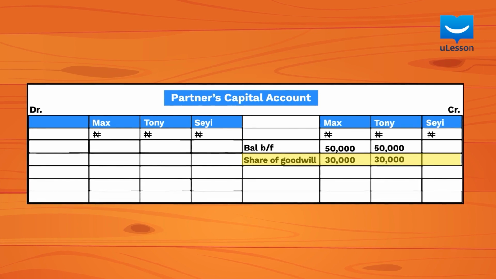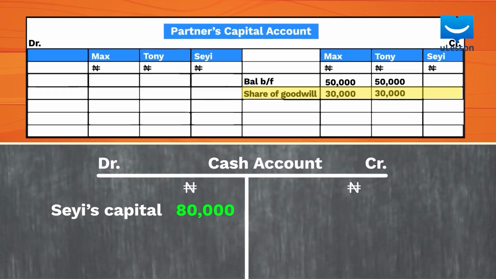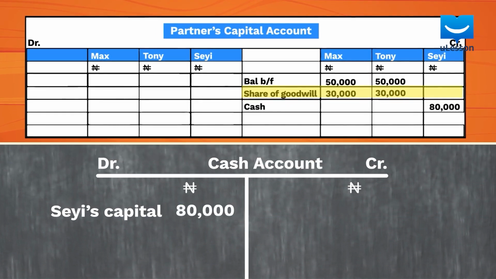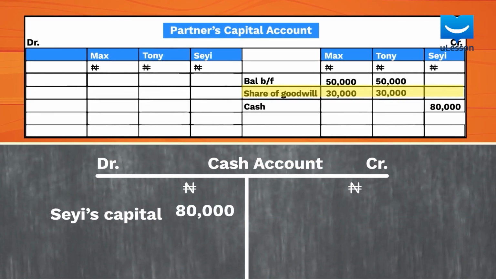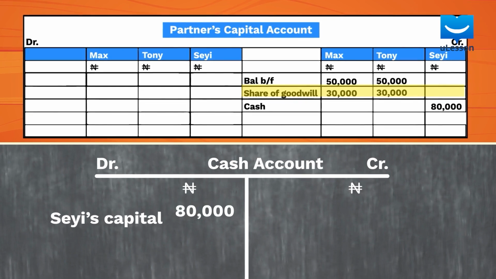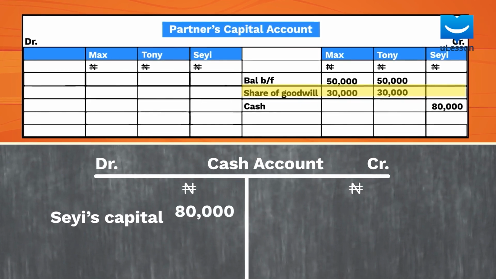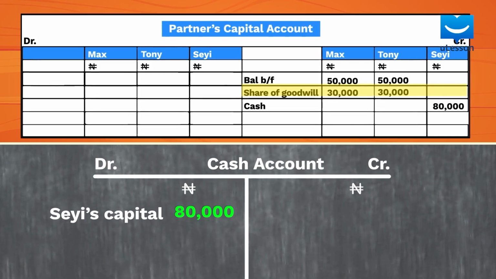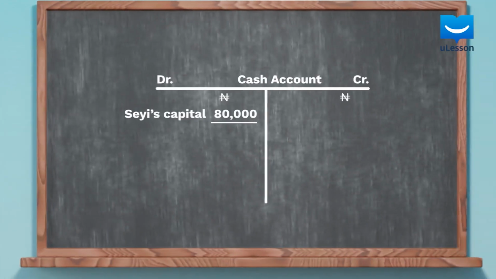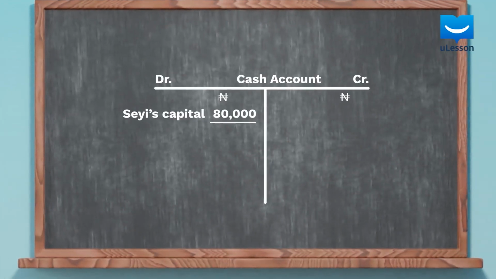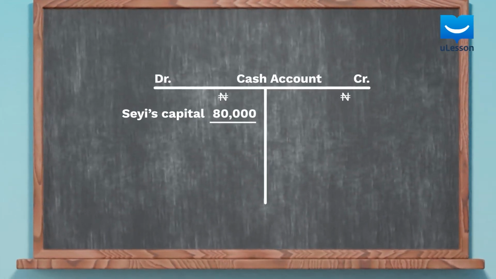As they just admitted a new partner, we will post the cash received from Sheyi. We will debit the cash account with 80,000 naira and credit Sheyi's capital account the same amount. This is to record Sheyi's capital contribution. We can now balance off the accounts and prepare the new balance sheet.